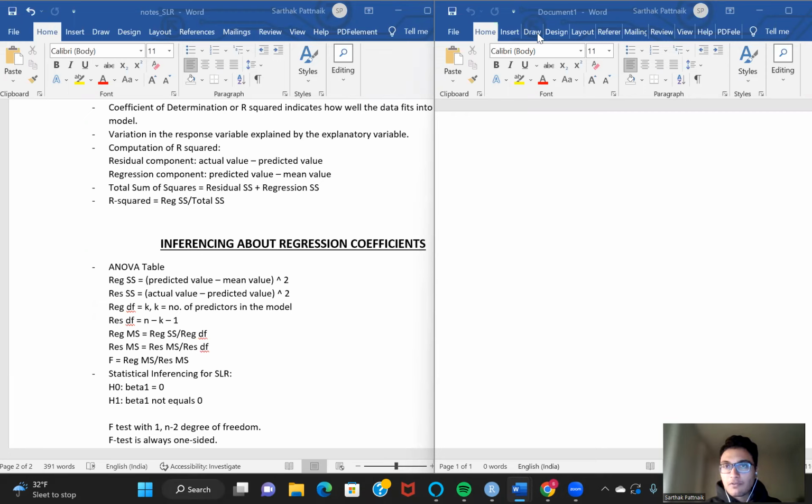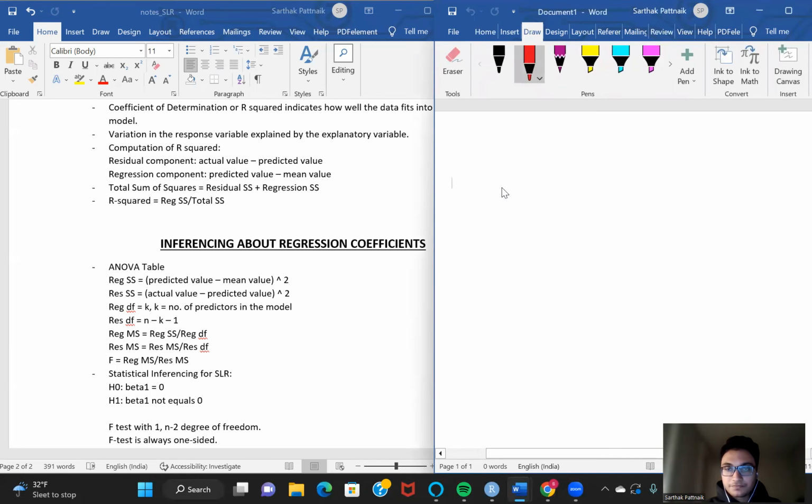Now, in our previous sessions, we have already gone through the basic equation of simple linear regression and how to find the slope and the intercept of a simple linear regression line that tells you about the nature of association between two numeric continuous variables.